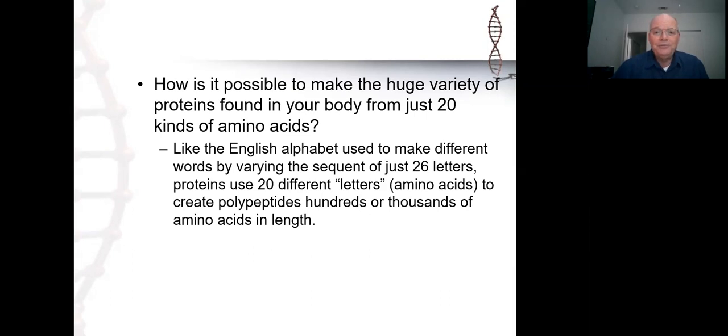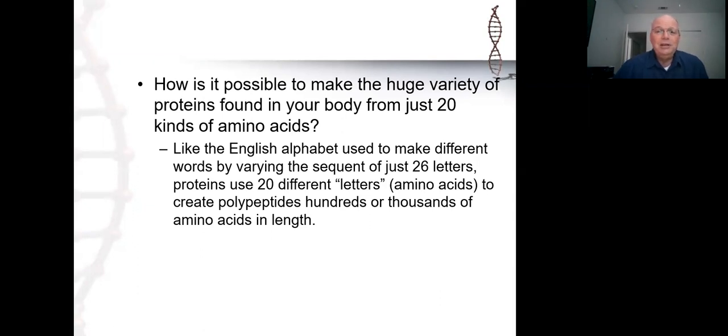So one of the questions that we constantly have to consider is how can we make so many proteins from just 20 common amino acids, which is the case. There are 20 common amino acids that make up all of the proteins that are found universally throughout life. There are some rare amino acids that have very specific functions, but in terms of universal amino acids, there are just 20 of them. But there are hundreds of thousands of different types of proteins. How do we manage to make them all?